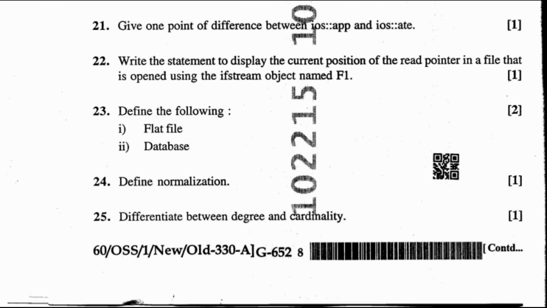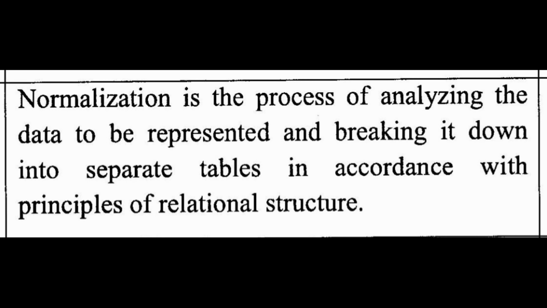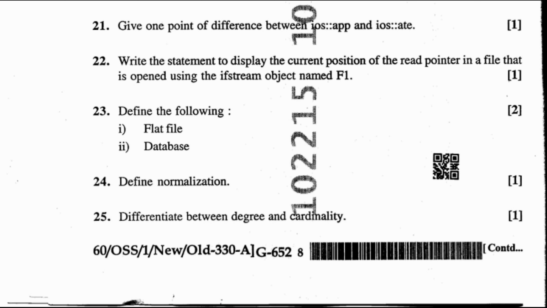Question 24. Define normalization. Normalization is the process of analyzing the data to be represented and breaking it down into separate tables in accordance with principles of relational structure. Question 25. Differentiate between degree and cardinality. Answer. Number of columns in a table is degree and number of rows in a table is cardinality.